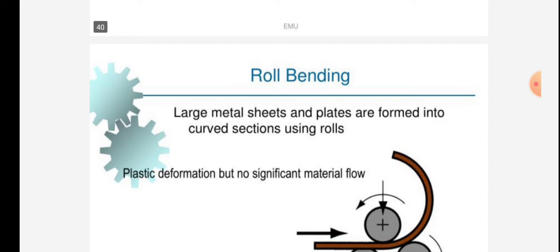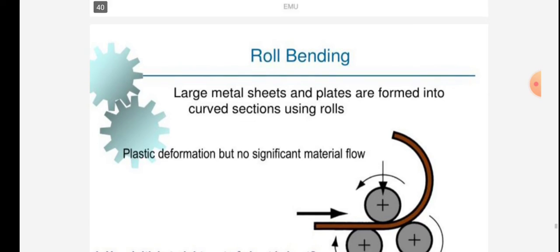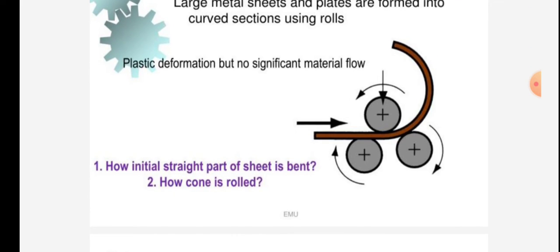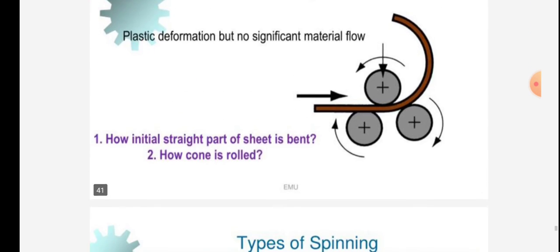Roll bending. Large metal sheets and plates are formed into curved sections, usually rolls, by plastic deformation, but no significant material flow. First, how initial straight part of sheet is bent, how cone is rolled. This is the example of the roll bending.